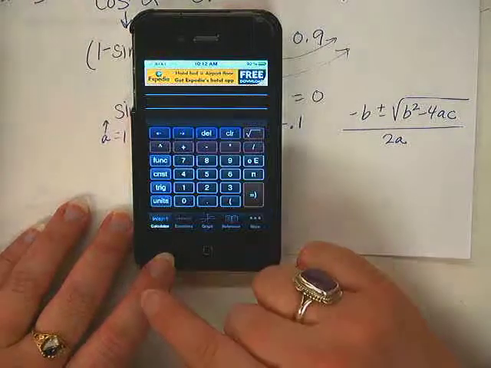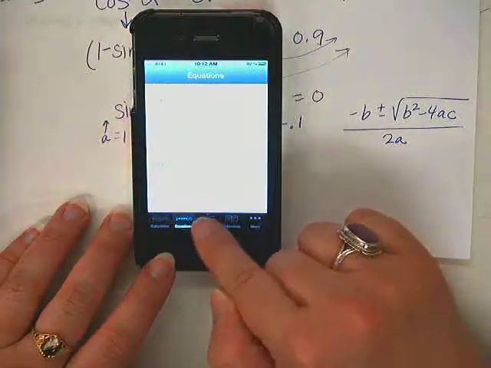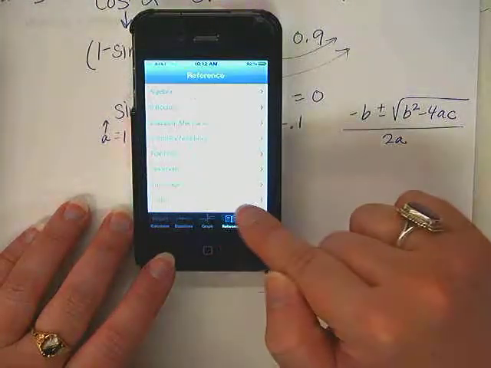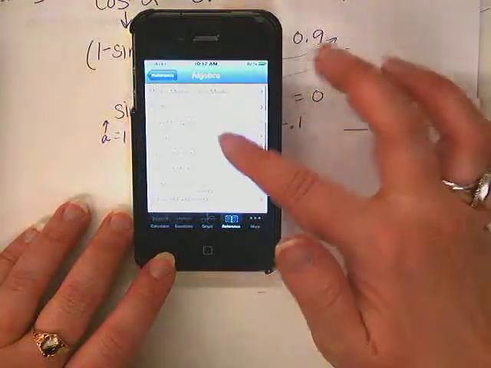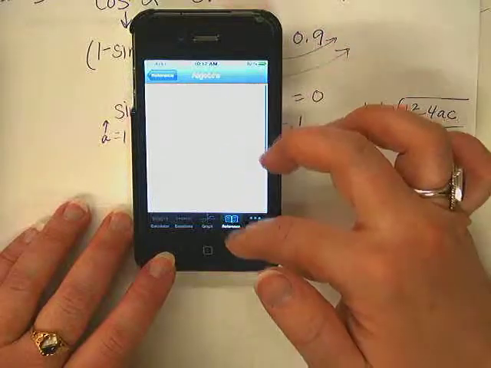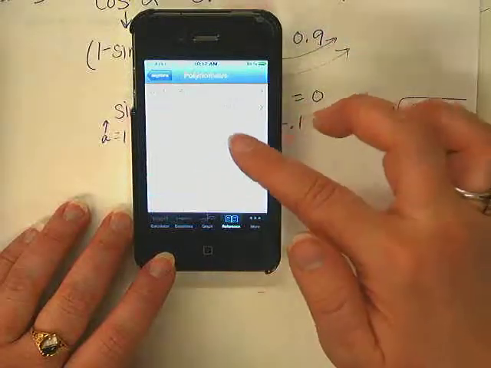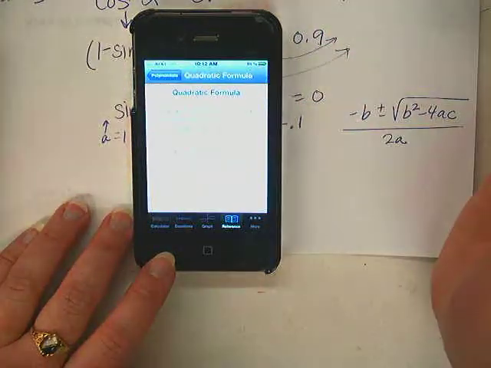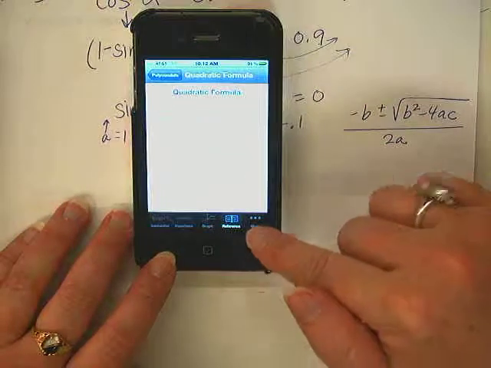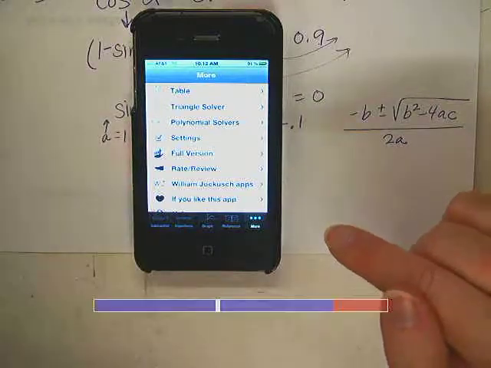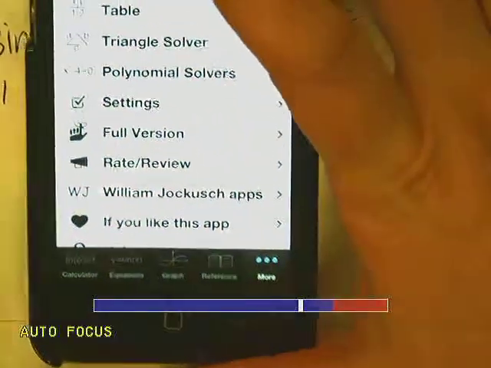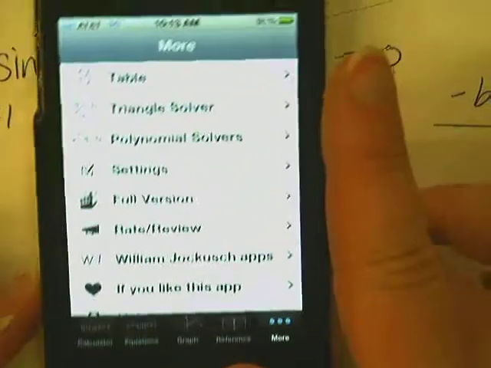So this is my Free Graph Calc app, if you guys have that one. And then you've got your calculator, you've got your equations you can put in, you can graph stuff. You have a place where you can get to different formulas to look them up. If you've forgotten some of your formulas, you can look them up here, like the quadratic formula, there it is if you forget it. Okay, but here's what we're going to use: more.